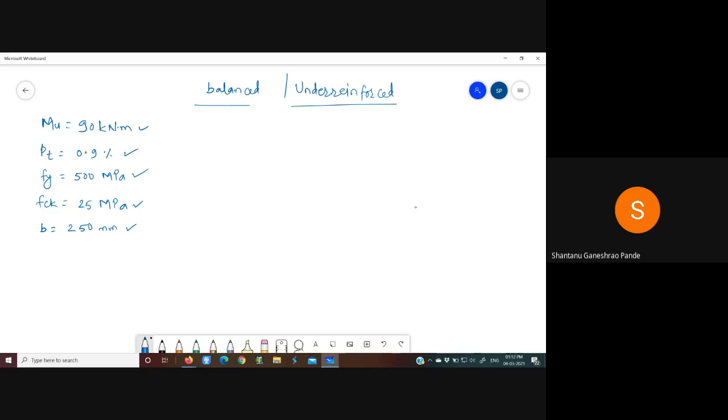The basic difference between balanced and under reinforced sections is related to steel quantity. Steel quantity is more in a balanced section compared to an under reinforced section. In this one steel quantity is lesser, whereas in a balanced section it will be more. Because of more steel, this will be costlier compared to that one, and this will be a little bit more economic section, because in a balanced section concrete and steel both fail simultaneously, so the quantity of steel is maximum. When you increase the quantity of steel, your cost also increases, because steel is costlier and overall cost of RCC will increase.